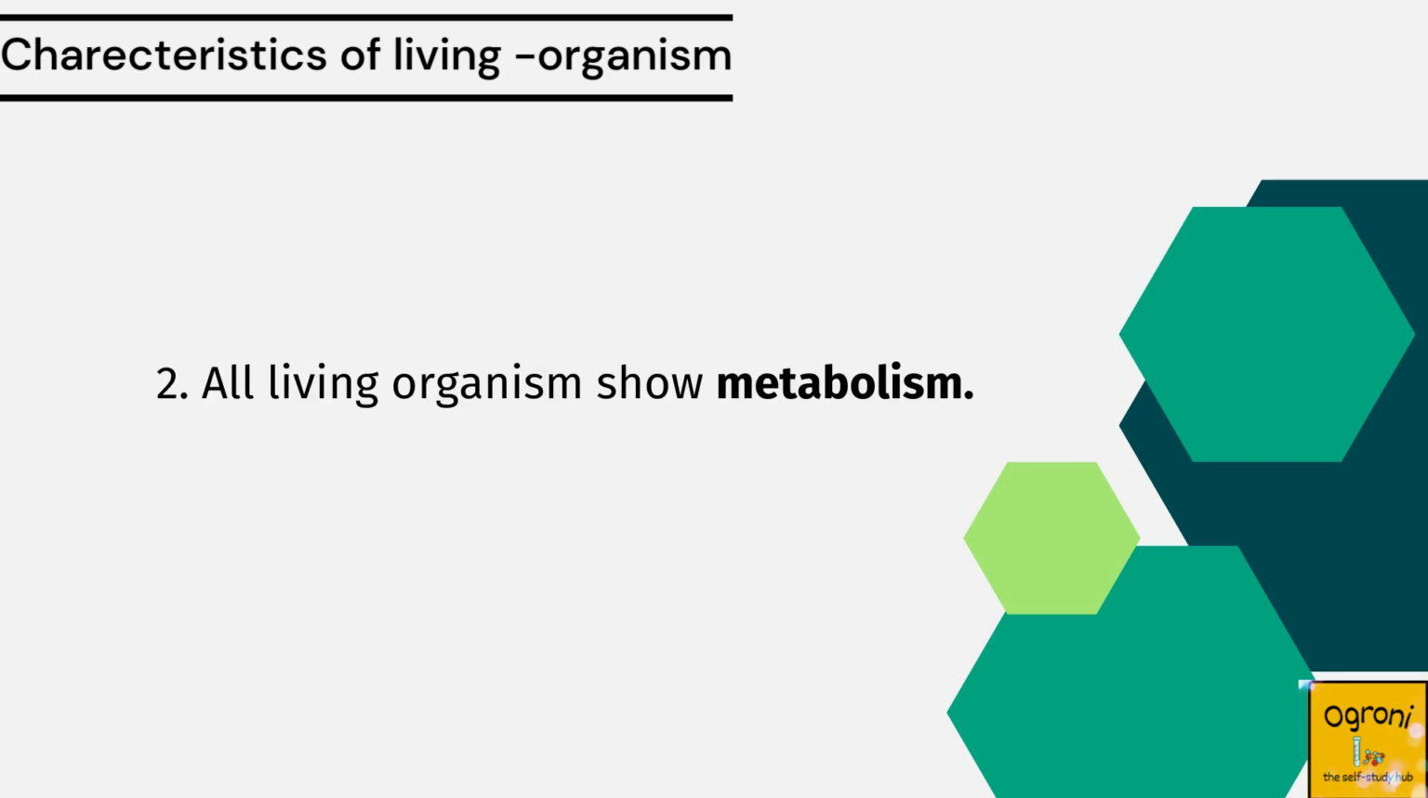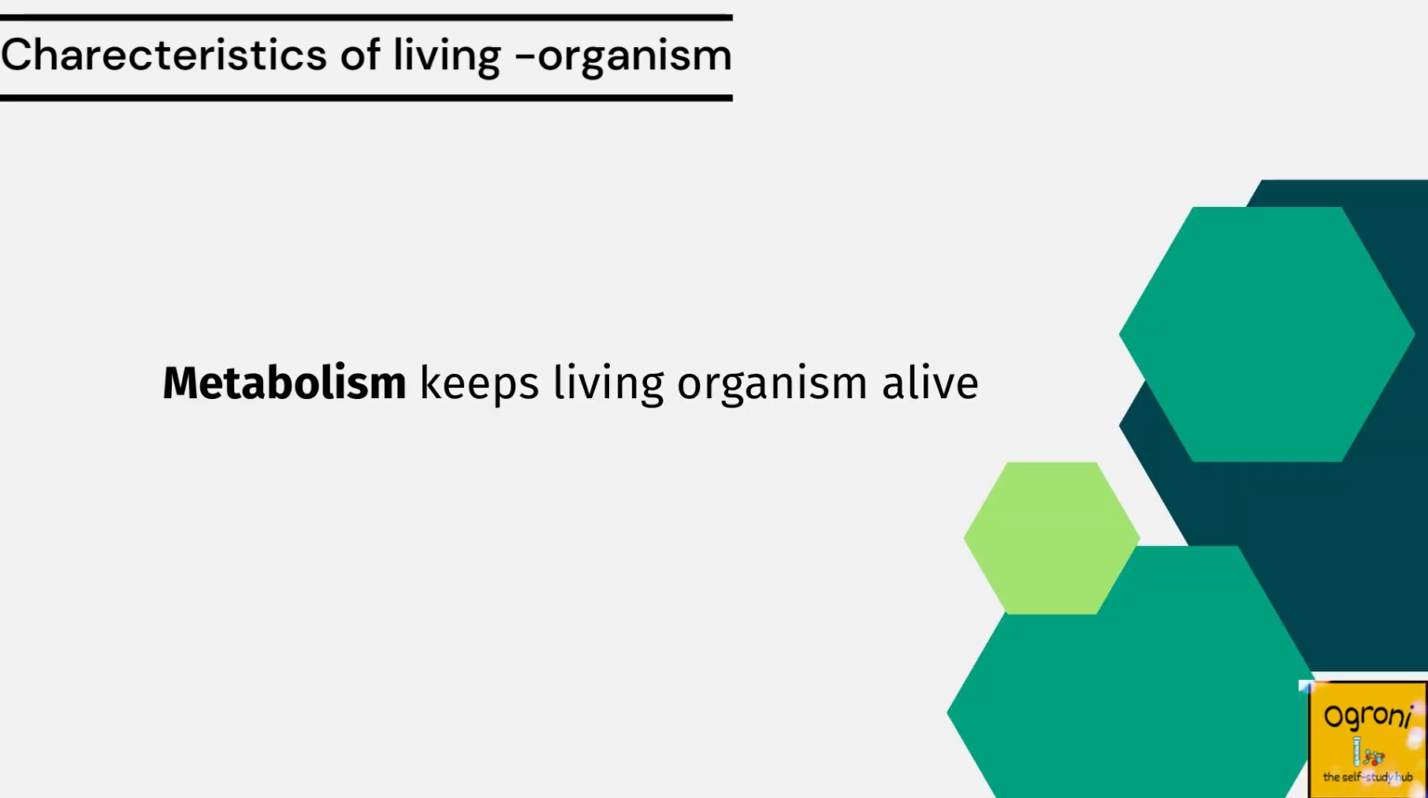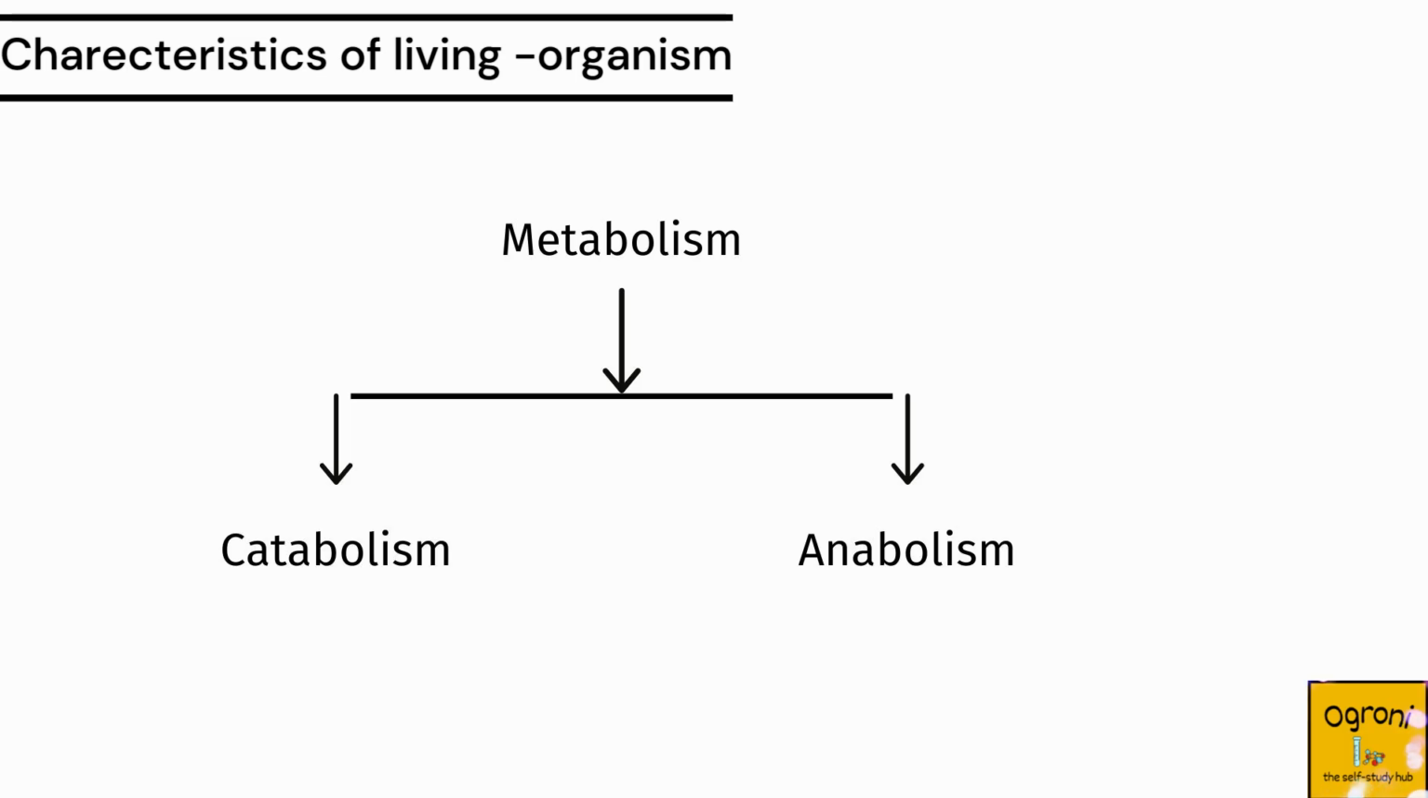All living organisms show metabolism. Metabolism is a series of chemical reactions that takes place in each and every cell of a living organism. It is this metabolism that keeps the living organisms alive. The entire process of metabolism can be divided into two parts: catabolism and anabolism.